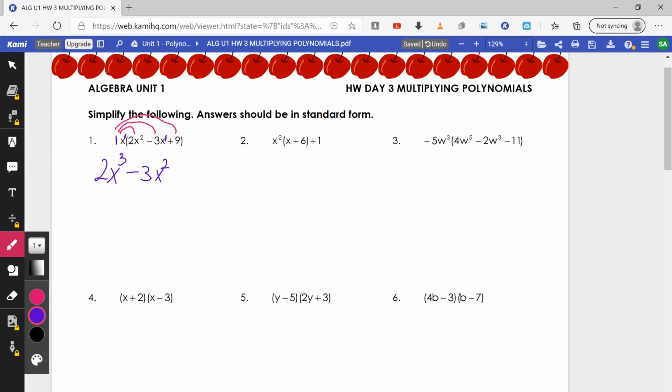And then we have 1x times positive 9. Again, number times letter, we just smush them together. So we get 2x cubed minus 3x squared plus 9 using distribution.